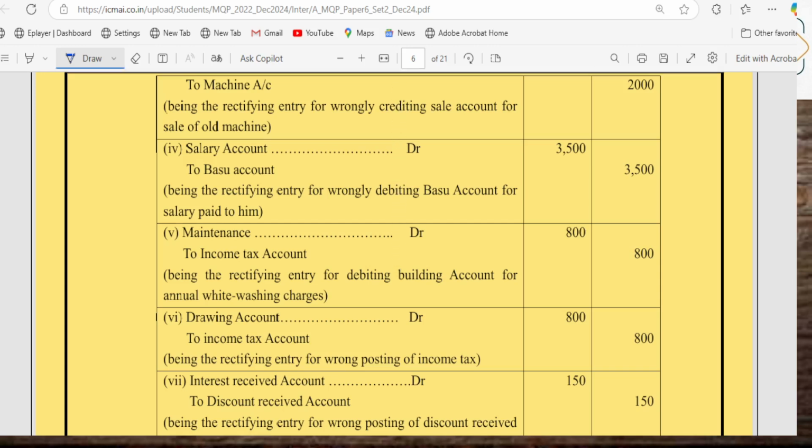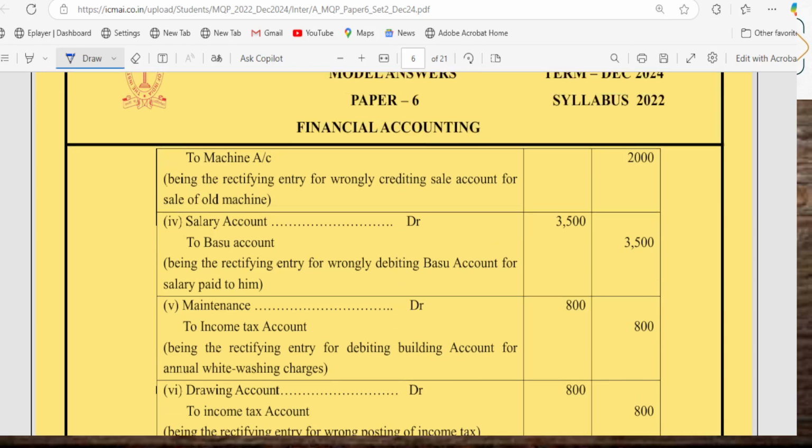Sales account debit to which account? தப்பா சேல்ஸ் கிரெடிட் பண்ணிருக்கீங்க, டெபிட் பண்ணுங்க. Machinery to be credited. Salary account should be debited. Boss account was wrongly debited. Credit and remove. Salary account debit to boss account.